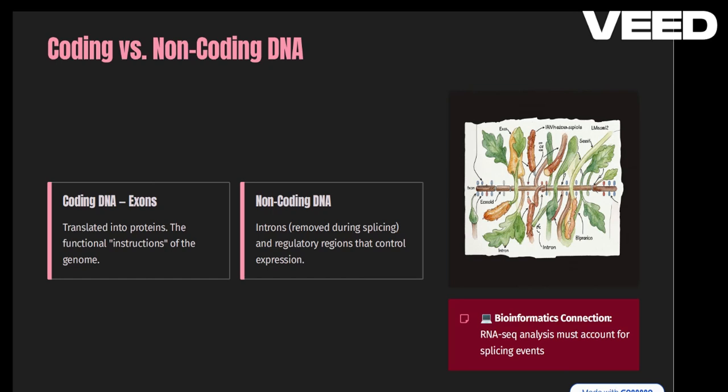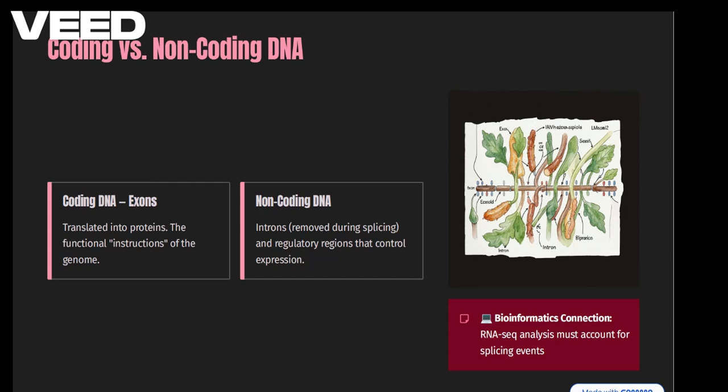Now let's talk about coding and non-coding DNA. One common question is, is all DNA used to make protein? The answer is no. The genome contains both coding and non-coding regions. Coding regions contain information that contributes to protein production. Non-coding regions do not directly code for proteins, but that does not mean they are useless. Many non-coding regions can have important roles in gene regulation, RNA production, and other biological processes.